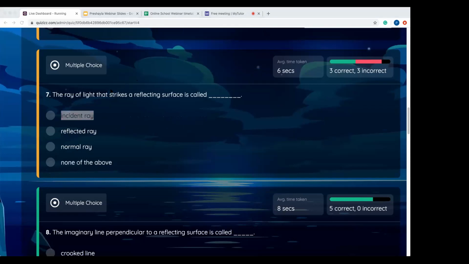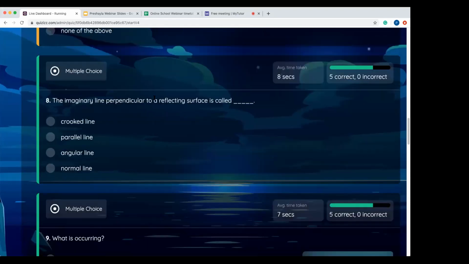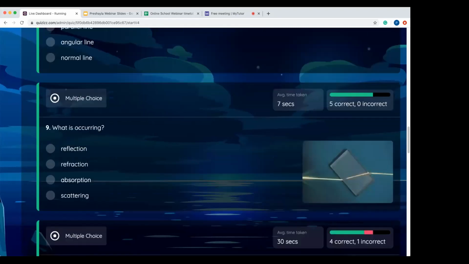The ray of light that strikes a reflecting surface is called the incident ray. So when it hits the surface at first, it's called the incident ray. The imaginary line perpendicular to a reflecting surface is called the normal. What is occurring? Refraction. So it's that bending of light that we can see in the glass block.